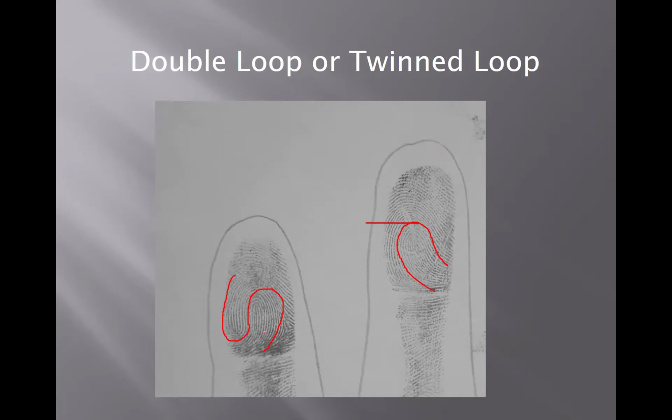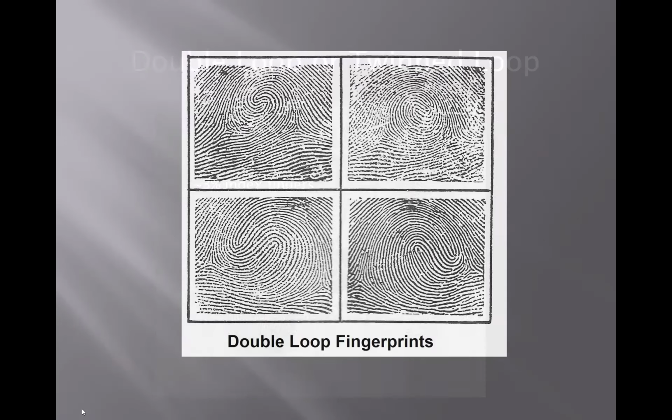So the double loop is exactly what it seems to be presenting, which is two loops going in two directions. And in most of the forensic books on fingerprint patterns, they talk about it as a twinned loop. And you get the sense of this pattern that it's actually two loops intertwining together. It's relatively uncommon. It's only found on 3% of index fingers.